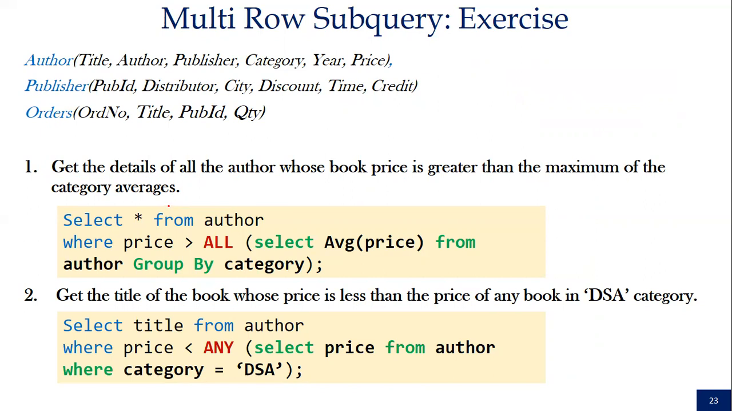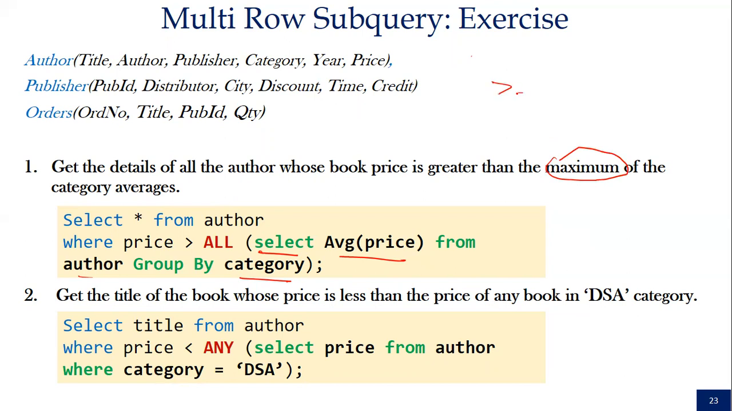So you can identify the average price of all the categories by writing a subquery: select average price from author group by category. For every category, like DSA, DBMS, you will get the average price of all the books. Now you are checking that the price should be greater than all the average prices. If we have written the maximum, it should be the maximum.